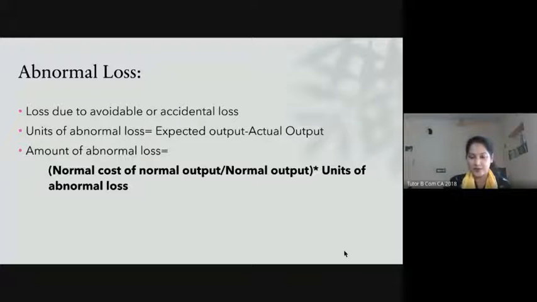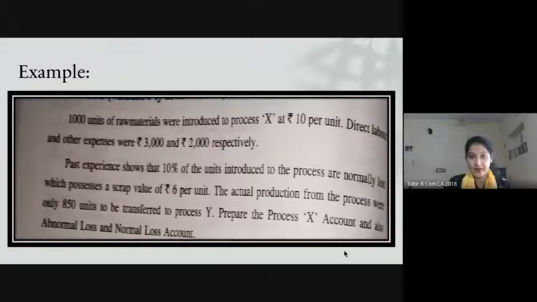Now let's see this with an example. In this example, you can see again 1000 units. Per unit, the direct labor and other expenses are 3,000 and 2,000 respectively. Past experience shows that this particular industry has 10% loss, and the lost units carry some scrap value, which is 6 per unit. The actual production was only 850, which is to be transferred to process Y.